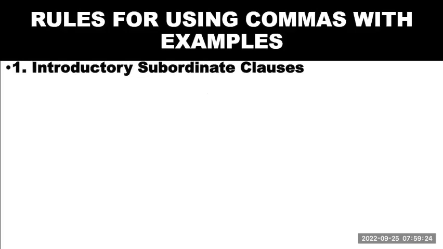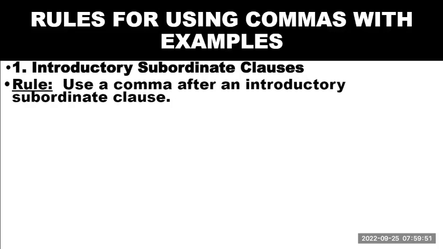Number one, introductory subordinate clauses. Now, a subordinate clause is a clause that cannot stand on its own. It is called subordinate or dependent. You either call it a subordinate clause or a dependent clause, which means it cannot stand on its own. And so when a subordinate clause is used to introduce a sentence, then there should be a comma.